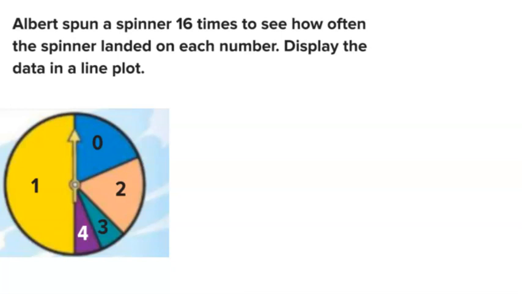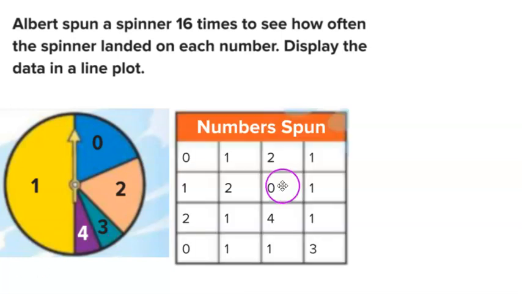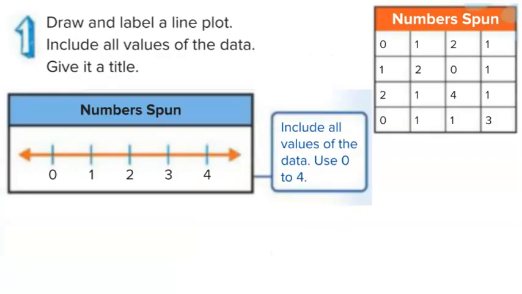So after spinning it 16 times, these are the numbers that he spun. 0, 1, 2, 1, 1, 2, right? And so on. You can keep looking at that. So let's make this into a line plot. First, draw your number line and label it with all the numbers that are in your data. So in our data, we have a 0, 1, 2, 3, and a 4. So those numbers are going to be on our line plot down here.